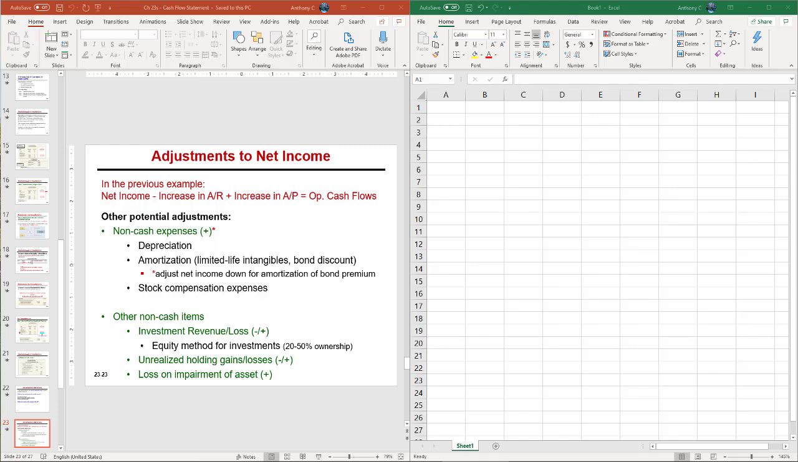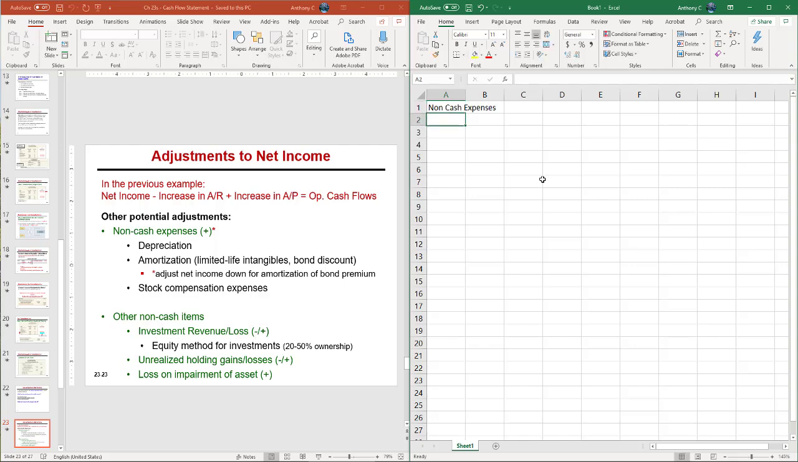In the previous example, we made two adjustments to net income to get to operating cash flows. This was just a simple example of the indirect method so we could understand the basic concepts behind it. However, there's actually a ton of other items we need to make adjustments for generally. To understand these adjustments, we need to understand how we account for different items. So the first thing we'll cover is non-cash expenses.